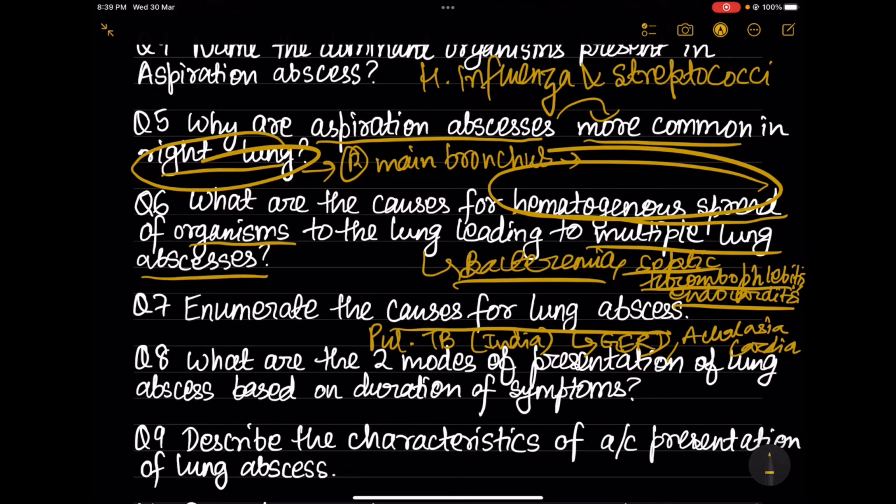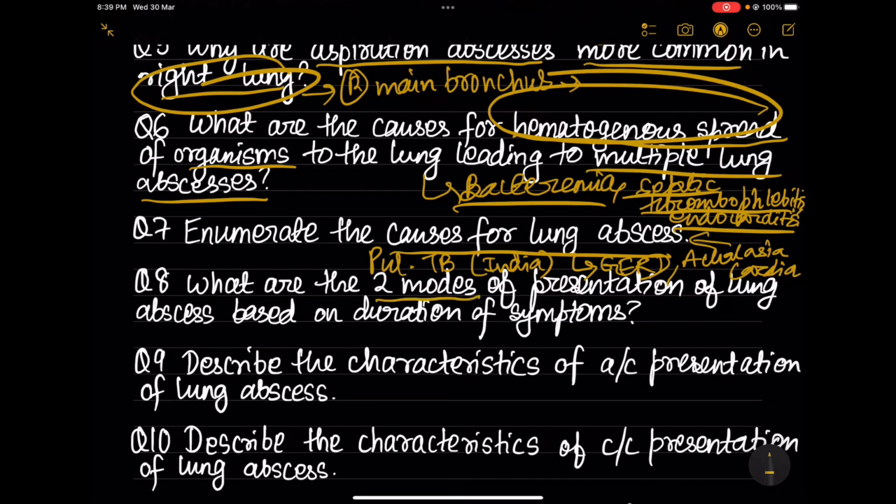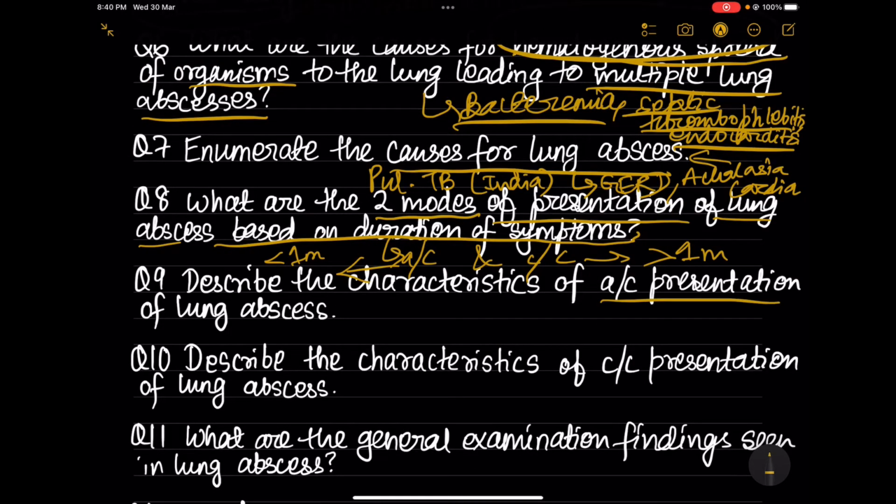So these all conditions lead to lung abscess. Coming to the next question, that is two modes of presentation of lung abscess based on duration of symptoms. So it includes acute and chronic. Acute means basically the symptoms persist for less than 1 month, whereas chronic means symptoms persist for more than 1 month. So they will have different features.